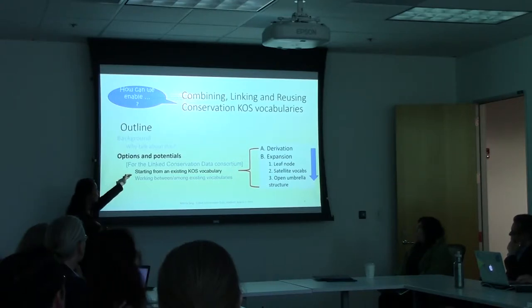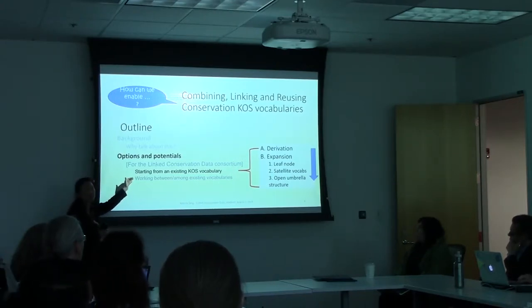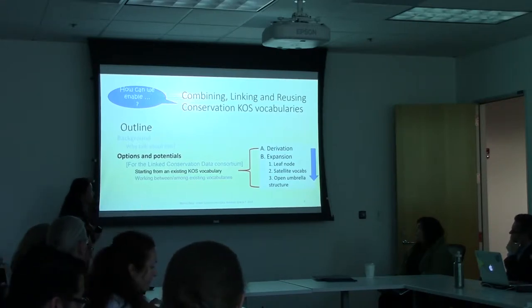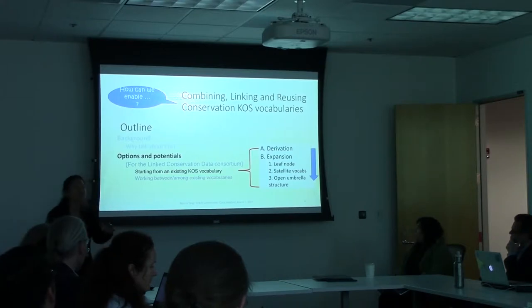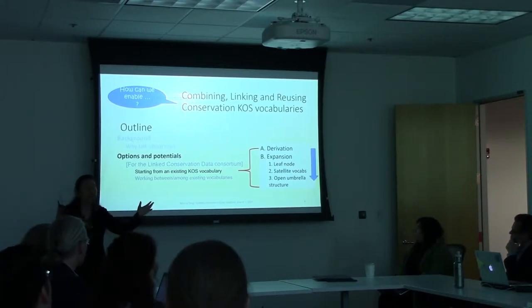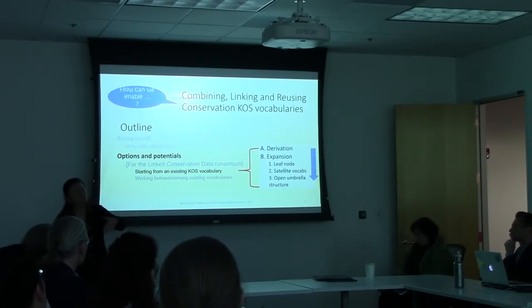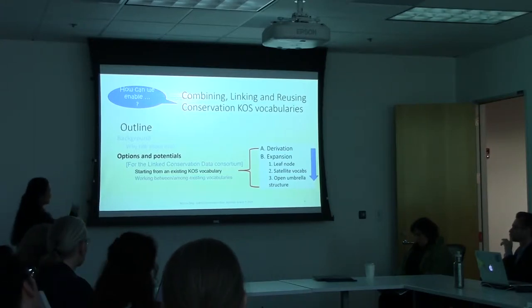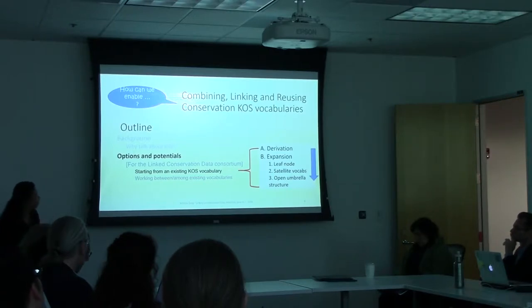First, can we start from an existing one? And what are the options? So I'm going to explain those situations with examples. It's not to say we should do this or should do that. It's just to open up and say, oh, there's this way, or there are other ways that people in other fields are doing. So starting from an existing vocabulary, the first methodology is that you derive a new vocabulary.